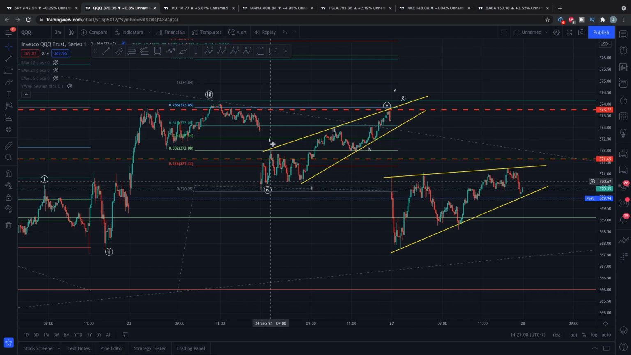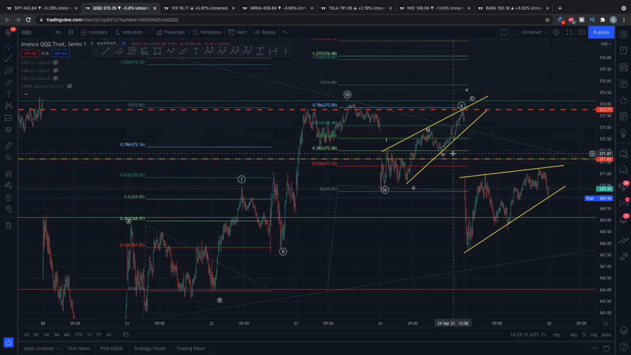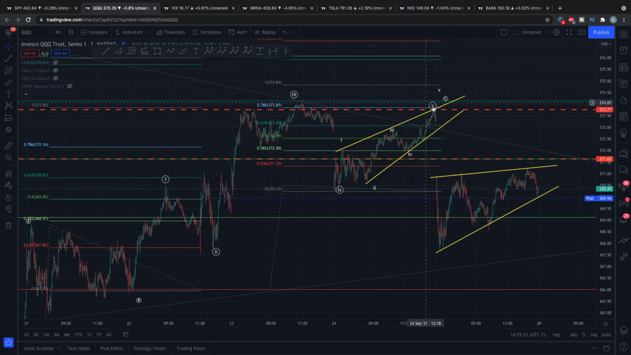So we have an ABC for the 1, kind of like a WXY for the 2, then an ABC for the 3, ABC for the 4, right here, and then we have a very clear ABC for the 5th wave, and that rejected right at the 0.618 retracement level. So once again, these dotted red lines are exactly the Fibonacci retracement levels that are very common for rejection of the X wave.